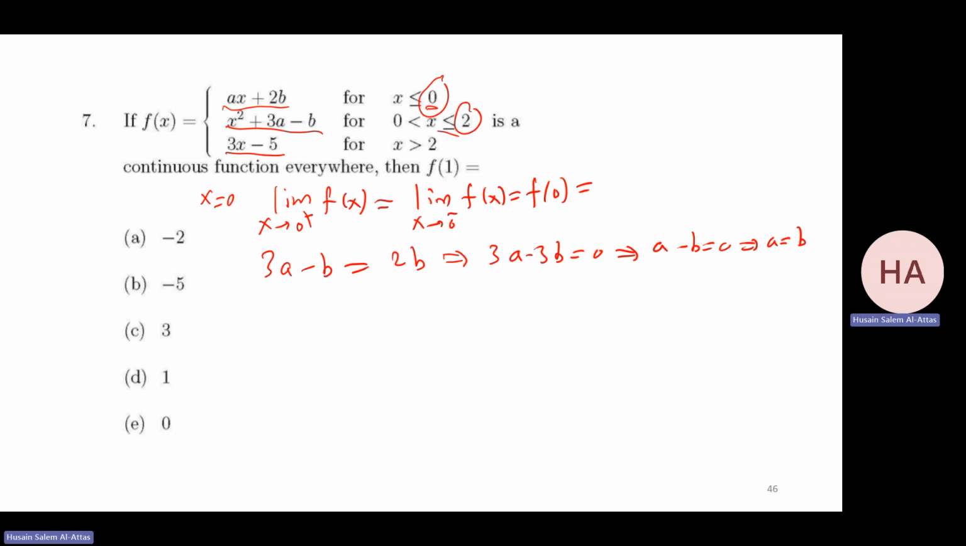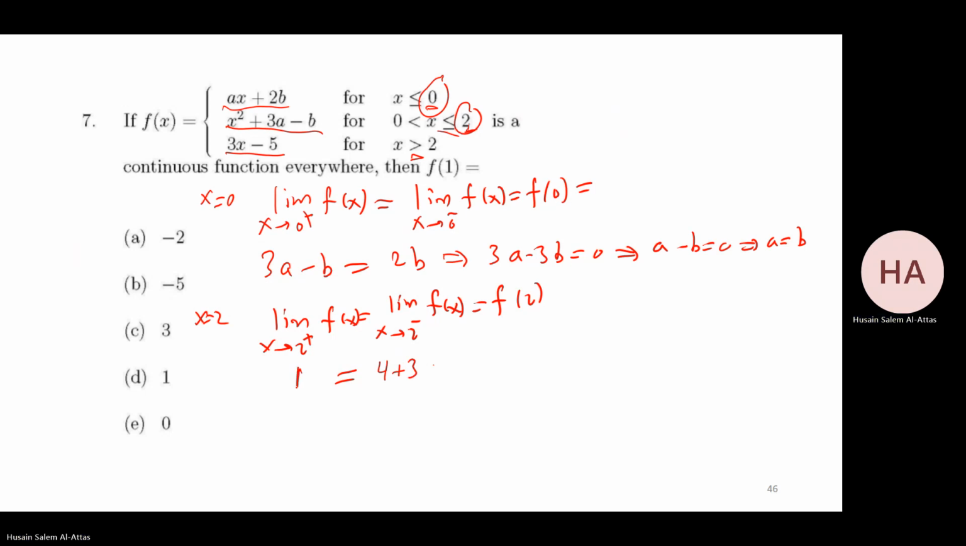Which is a equals b. Okay, now for 2, I have the limit as x goes to 2 from the right equal to the limit as x goes to 2 from the left, equals f at 2. From the right, I am here, substitute the 2: 6 minus 5, I'm getting 1. From the left, the 2 will be 4 plus 3a minus b. So that means 3a minus b equals what? Minus 3. A equals b. So it means 3b minus b, 2b equals minus 3. So b equals minus 3 over 2, and a equals minus 3 over 2.